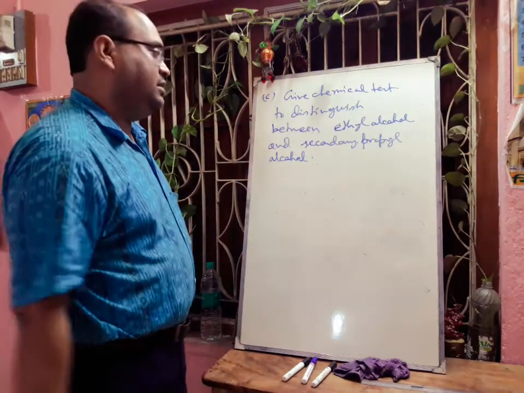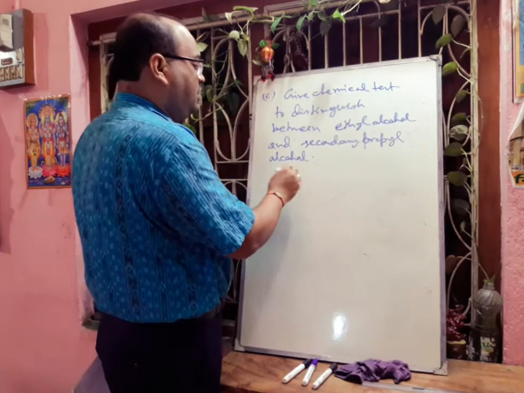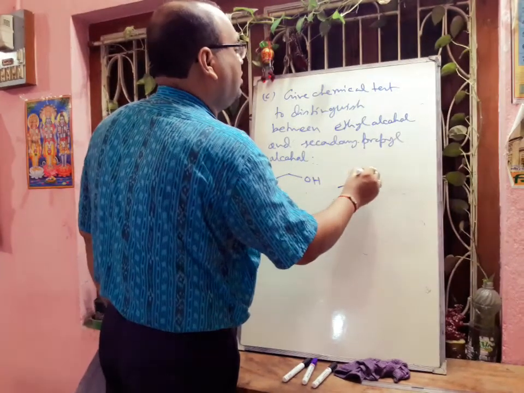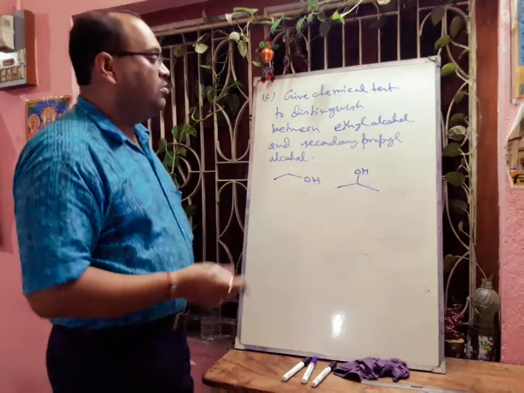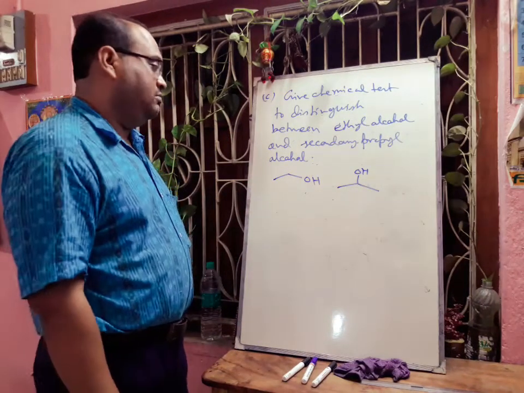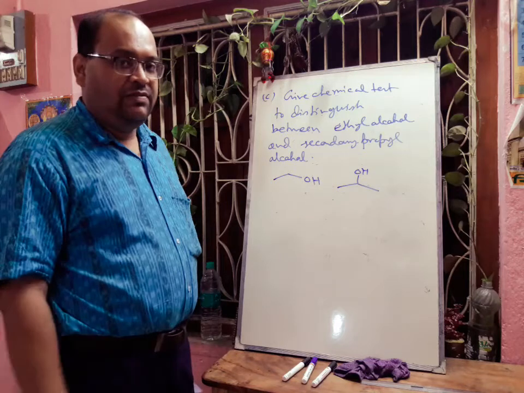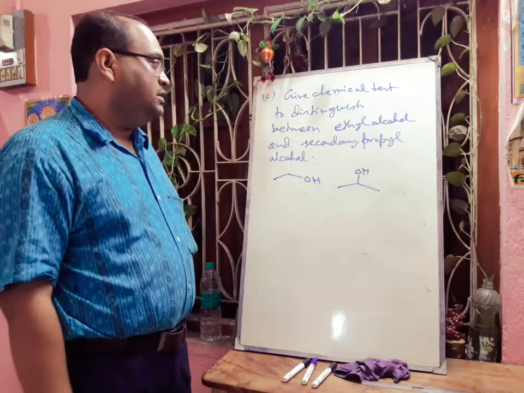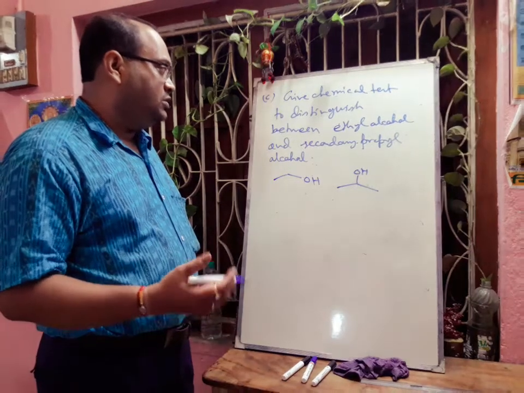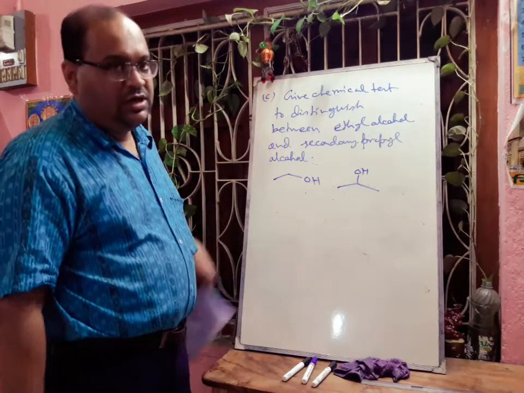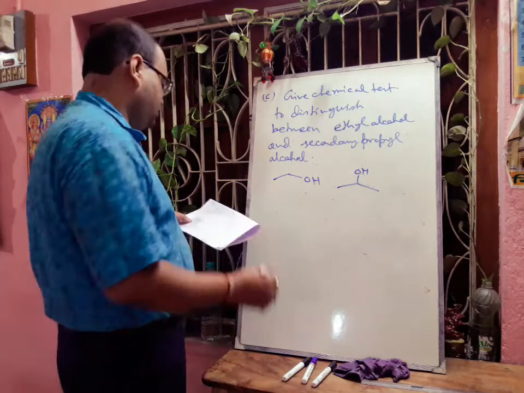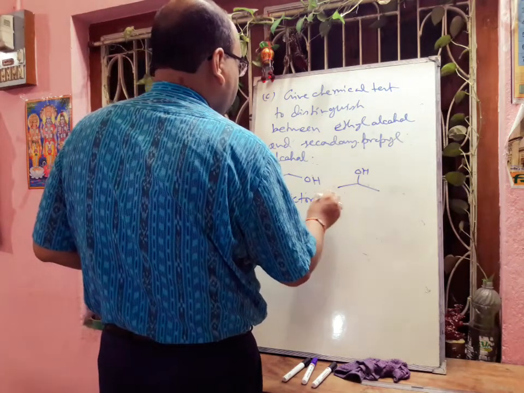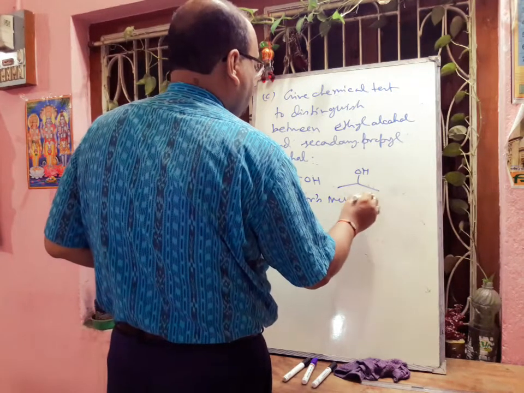Now here, if we think about the iodoform test, one is ethyl alcohol, another is isopropanol or secondary propyl alcohol. Both will respond to the iodoform test, both will form the yellow PPT of CHI3. Then what will be the method so that we can distinguish between these two alcohols? The method name is Victor Meyer's method.